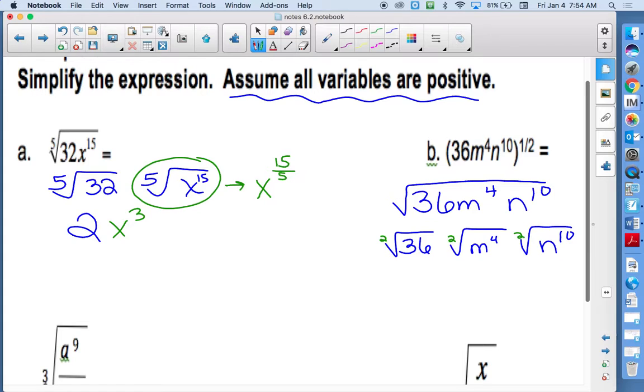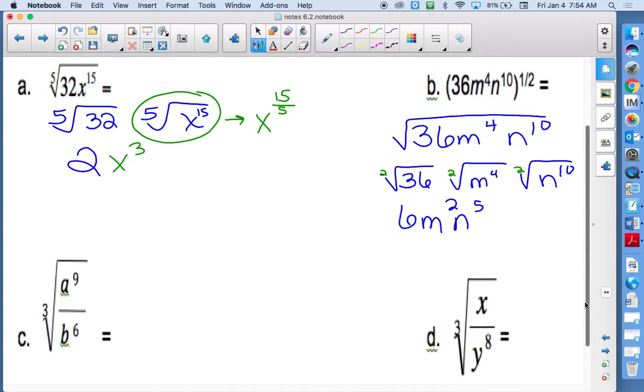So Maggie, the square root of 36 is 6. The square root of m to the 4th is m squared, and the square root of n to the 10th is n to the 5th. So all those powers, you're dividing the power by the number sitting on the radical, by the root.